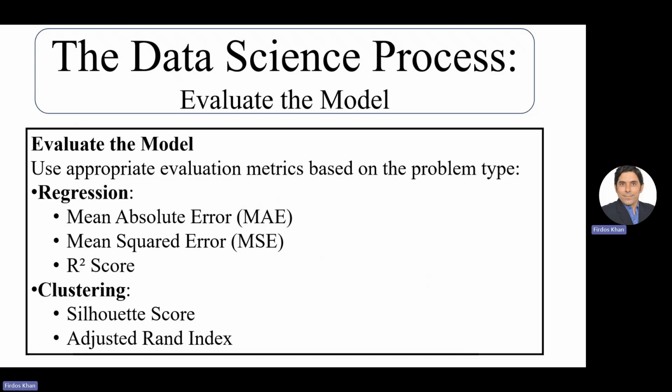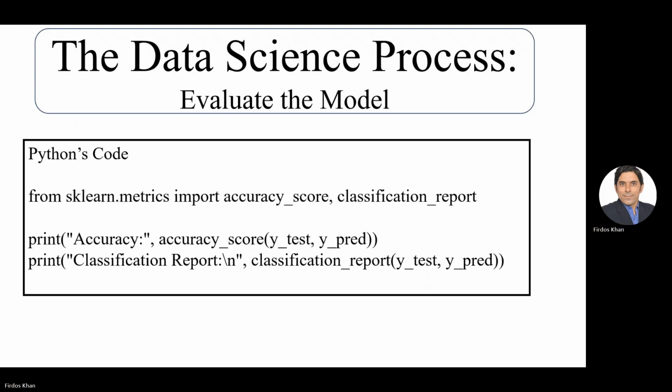Appropriate evaluation metrics. You can use Python code, and from this library, print accuracy and then accuracy_score. This is the function. This will calculate the accuracy score from y_test and y_predict. If you are testing the data, we will have a separate video on this, but you can calculate it.